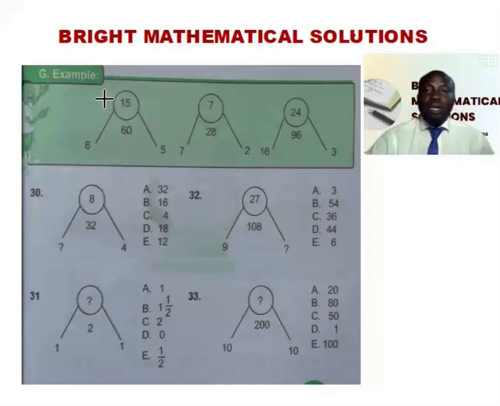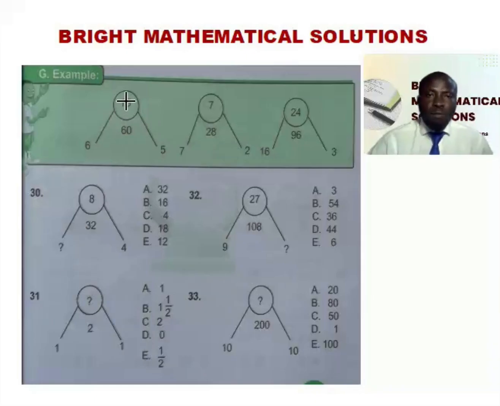Today we are looking at Test 3G of our series, which is Steps to Quantitative Reasoning. And we have this example, and we need to study it so that we can answer the questions that follow.